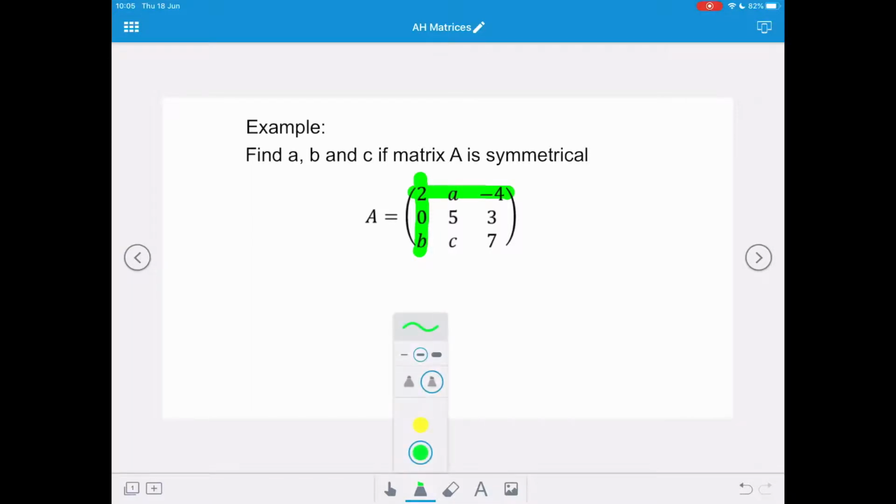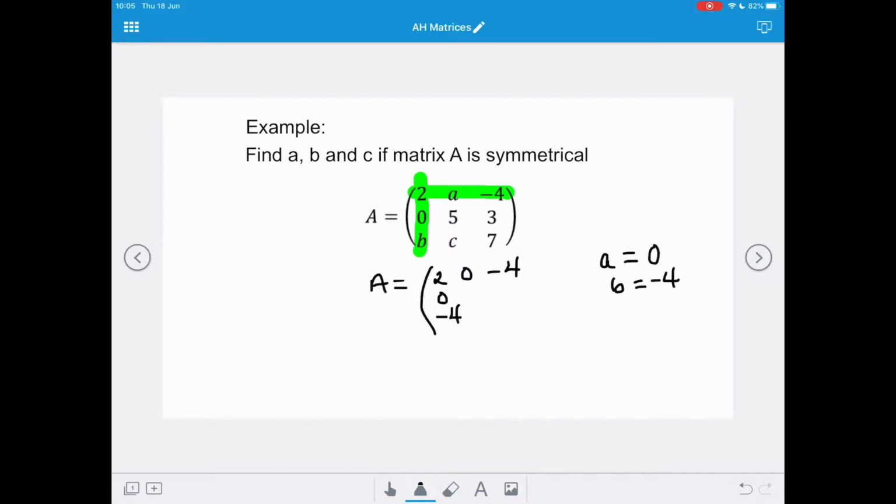So if we rewrite our matrix, we've got A equals 2, 0, -4 in our first row, and 2, 0, -4 in our first column. So A is going to equal 0 and B is going to equal -4. And you can see that our C value is in our second column, which has got to be the same as our second row.